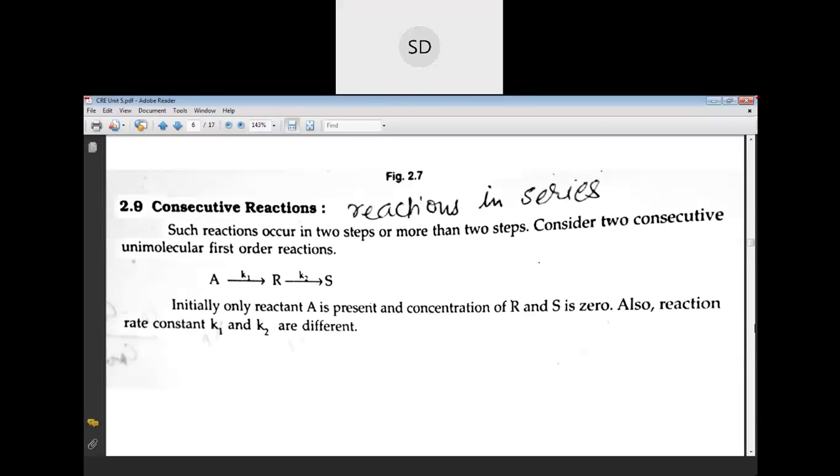Now coming to the consecutive reactions. There are also the reactions in series. Now we will see what should be the maximum production of the R. So coming to the consecutive reactions, that is nothing but the reactions in series. A giving you R giving you S, where the rate constants are K1 for A giving you R, and K2 for R giving you S.